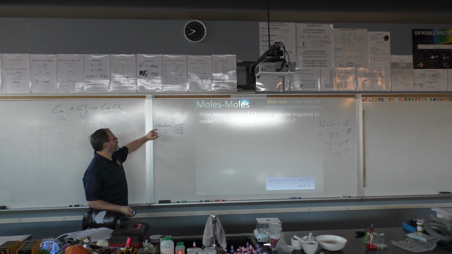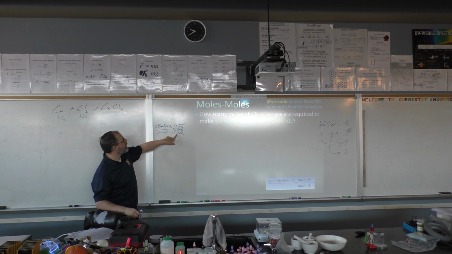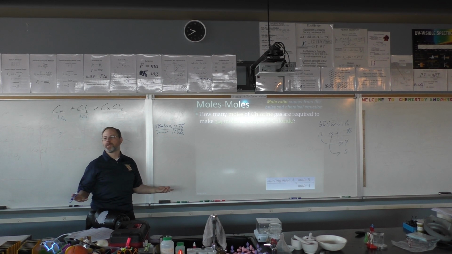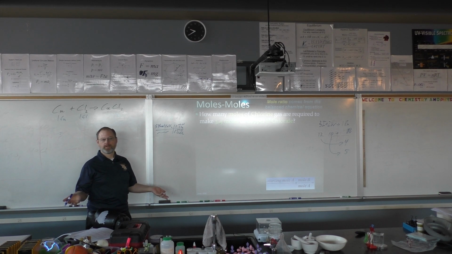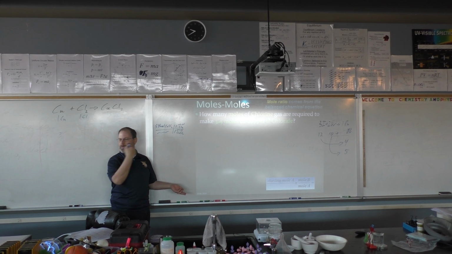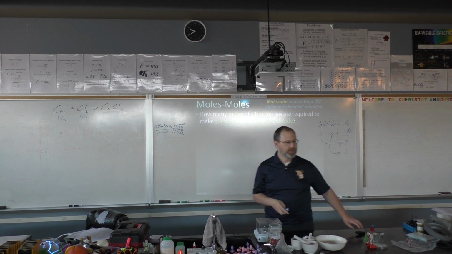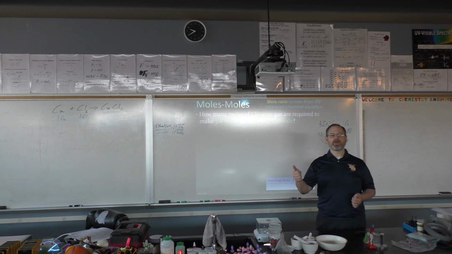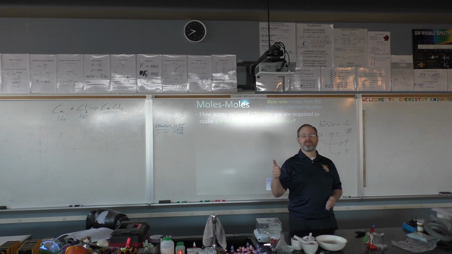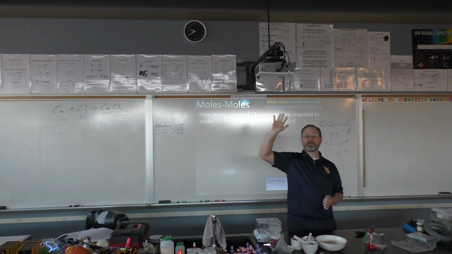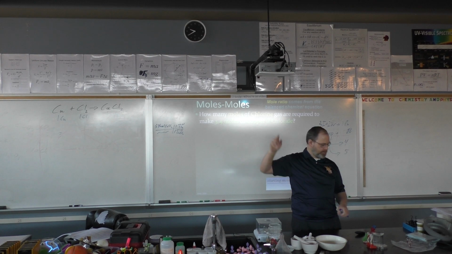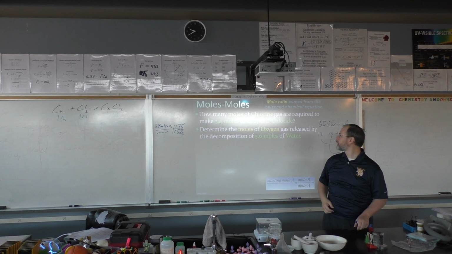I've got 3.4 moles of copper chloride that I'm looking for, and for every 1 mole of copper chloride, I'm going to need 1 mole of chlorine. Simple? Okay. We can multiply by 1, divide by 1. If this is simple to you and you get it, give me a thumbs up. If you want to talk about it some more, wave your hand around. Okay, let's move on.